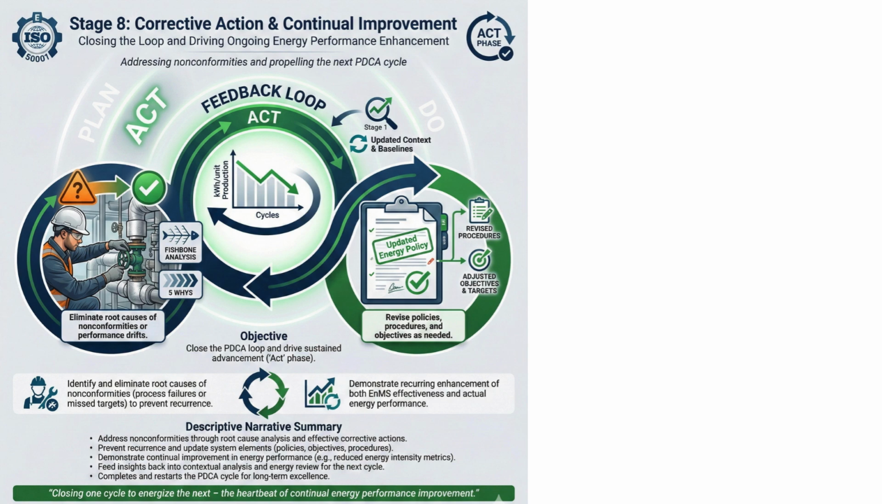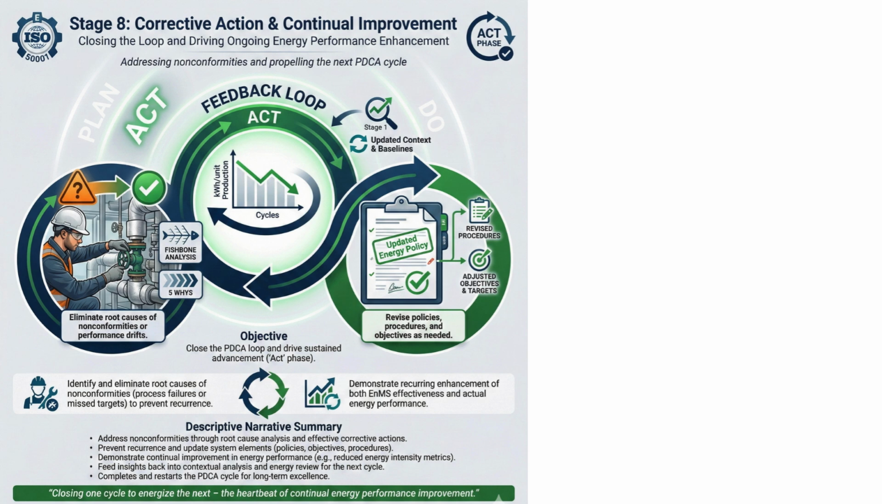The central idea here is the feedback loop. Everything cycles forward. When nonconformities arise, whether process failures, missed targets, or performance drifts identified in audits or monitoring, we take corrective action. That means investigating root causes and implementing solutions that eliminate them and prevent recurrence. Actions can range from procedure changes to policy revisions, ensuring the system itself gets stronger.